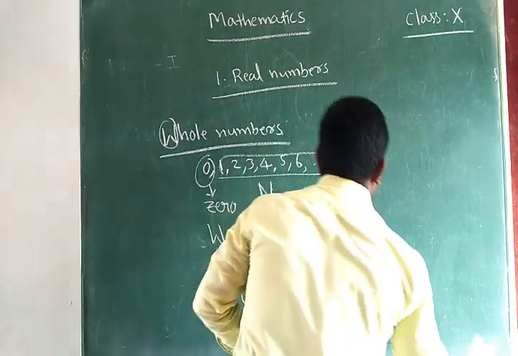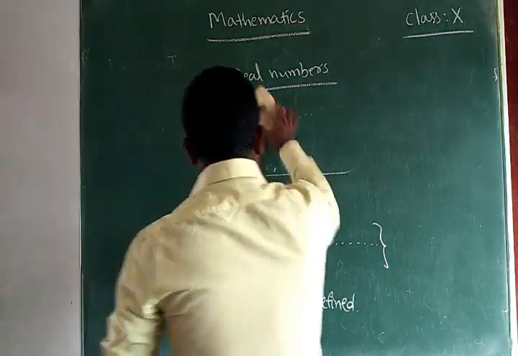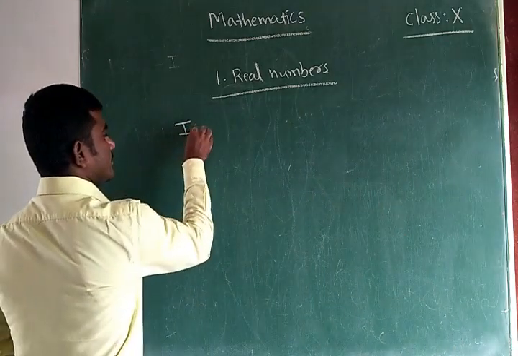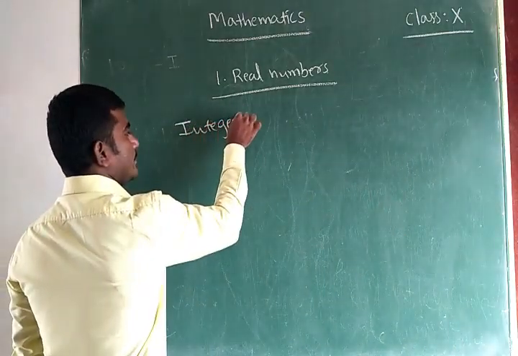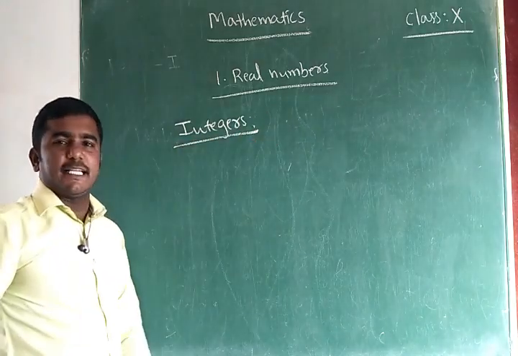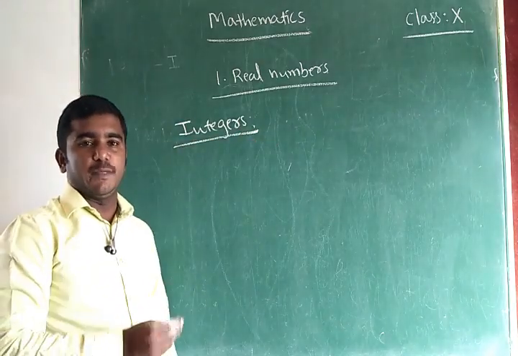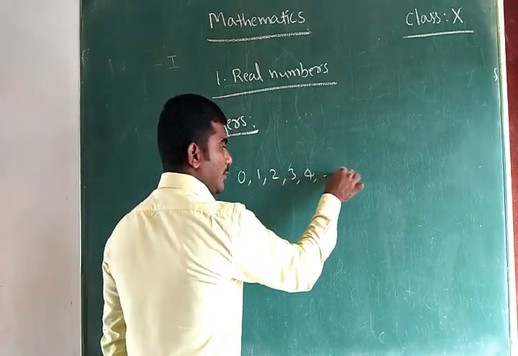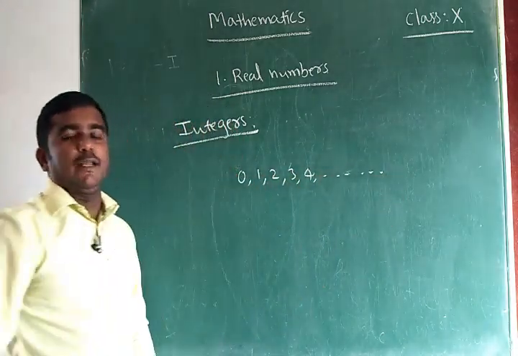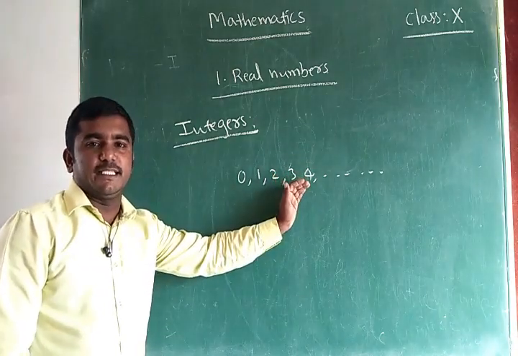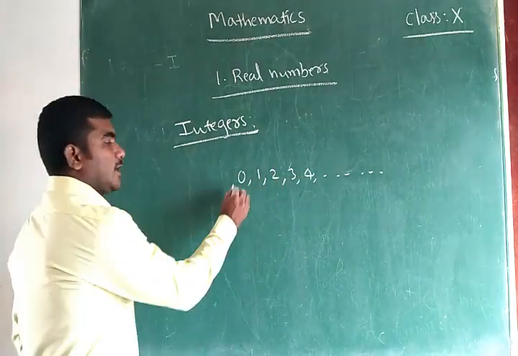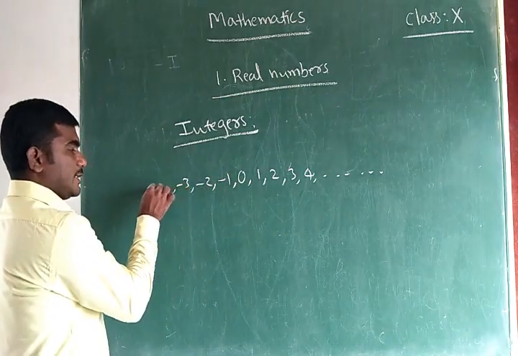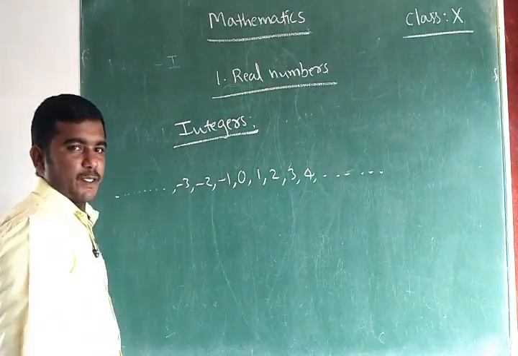Next, integers. What are integers? Integers are nothing but all the whole numbers. Whole numbers are what? 0, 1, 2, 3, 4 up to infinite. These are called whole numbers. Along with whole numbers, all the negative numbers. What are the negative numbers? -1, -2, -3, -4 to infinite.